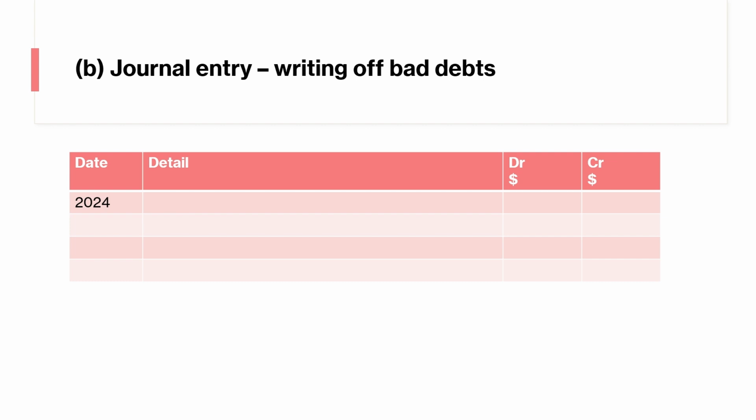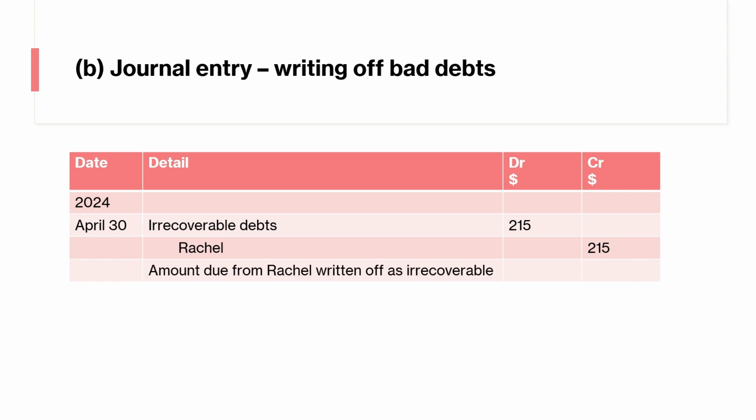So remember, when we are writing off bad debts, we debit the bad debts account or the irrecoverable debts account and we credit the customer's account. We debit irrecoverable debts because it's an expense, and when you write off bad debts, the expense is increasing, so it will be a debit. And we will credit Rachel's account because Rachel is a trade receivable, and trade receivable, which is an asset, will decrease because of the bad debt. So we will credit 215. Then you can write the narrative saying amount due from Rachel written off as irrecoverable.